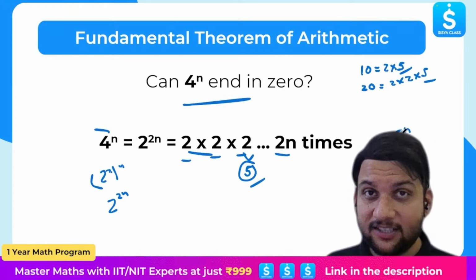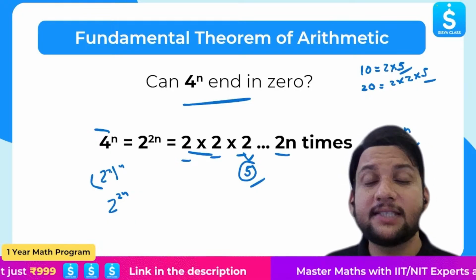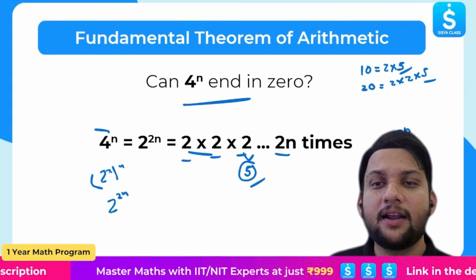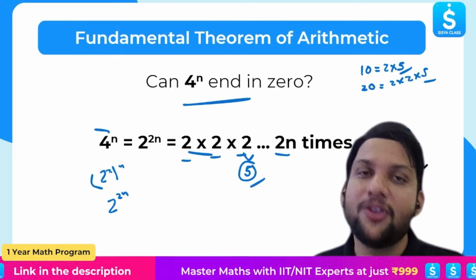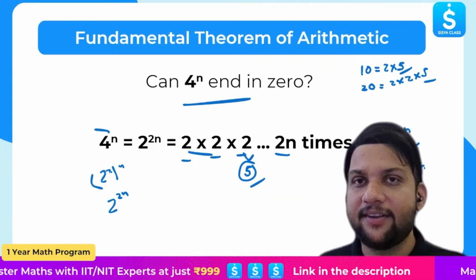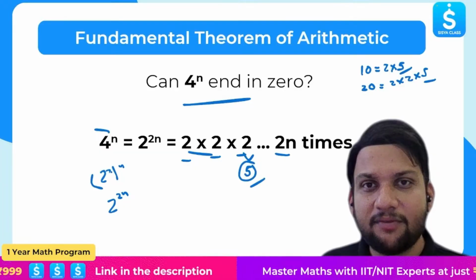Can 6 raised to power n end in 0? Of course not. Again, same logic, because 6 raised to power n is what? 2 raised to power n times 3 raised to power n. Are we seeing the digit 5 here? No. Then can it end in 0? Never. I hope it is making sense to you, everyone, right now.